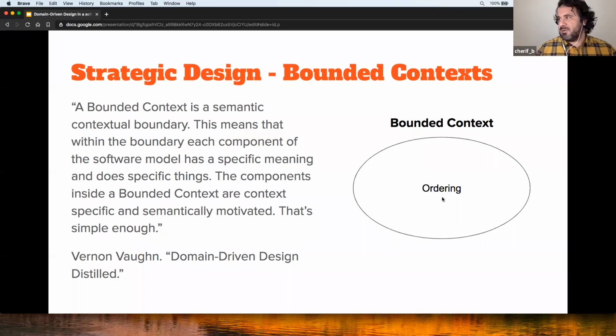For example, this is the ordering bounded context, and we will have all the specific terms in our context, and our code will be influenced by the domain language.